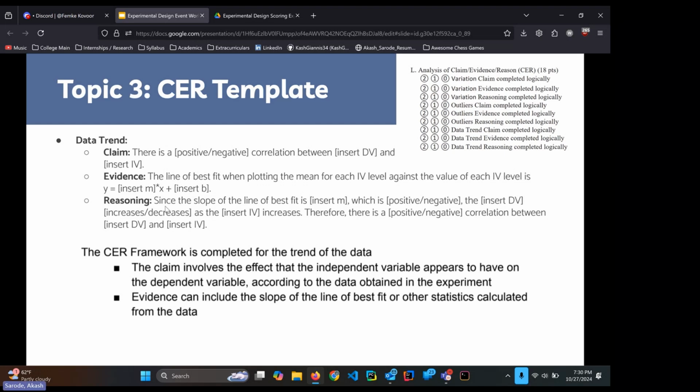And then for reasoning, I would say since the slope of the line of best fit is, and then I would insert what the slope is, and then I'd mention whether that slope is positive or negative, and then I'd say the DV increases or decreases as the IV increases. So if the slope is positive, then the DV would increase as the IV increases. And if the slope is negative, then the DV would decrease as the IV increases. And then I'd say, therefore, there's a positive or negative correlation between the DV and IV. So those are all three topics.